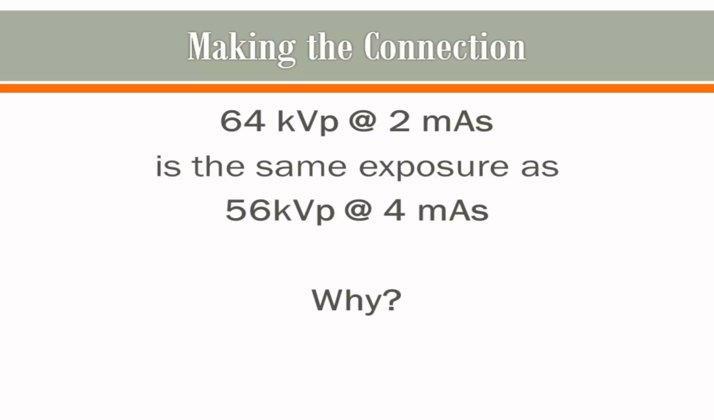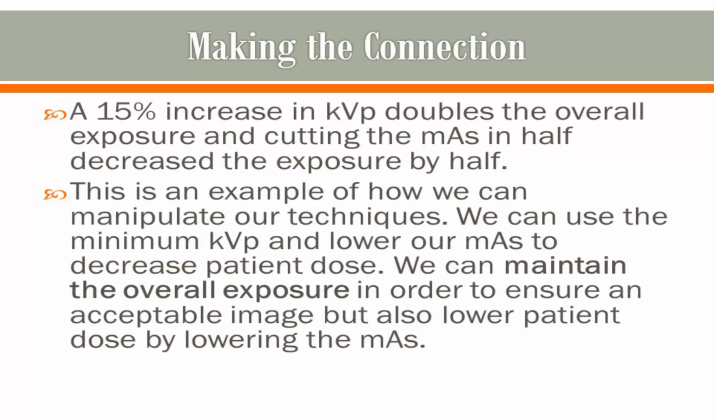Why is this? A 15% increase in kVp doubles the overall exposure, and cutting the mAs in half decreases the exposure by half. The two acts cancel each other out, maintaining the overall exposure. And we can use this in order to manipulate our techniques. We can use the minimum kVp and lower our mAs to decrease patient dose.